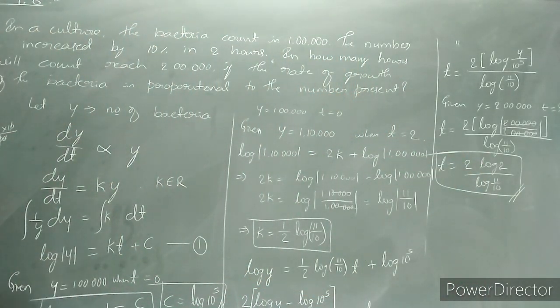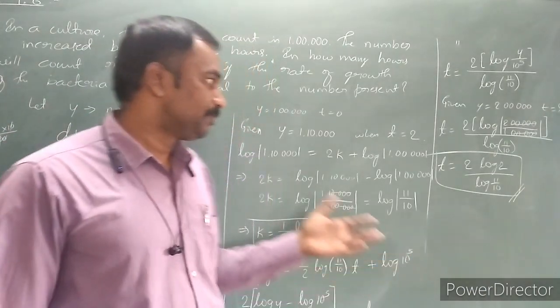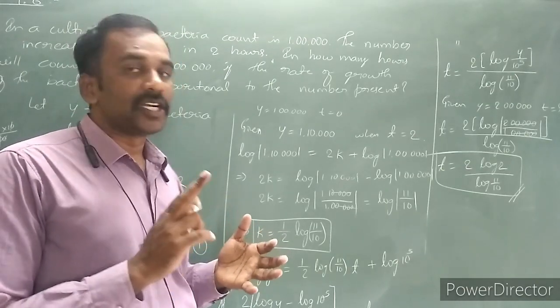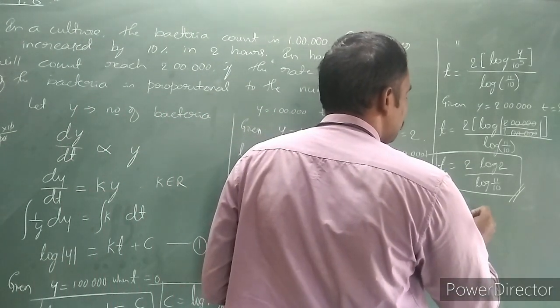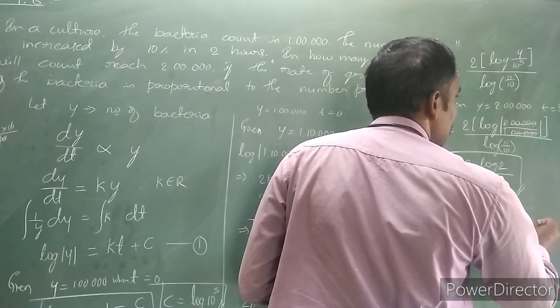Okay, so this is how we have to solve the given differential equations by the method of variable separable. So this completes the solution. One method is completed: solution of the differential equation by the method of variable separable.